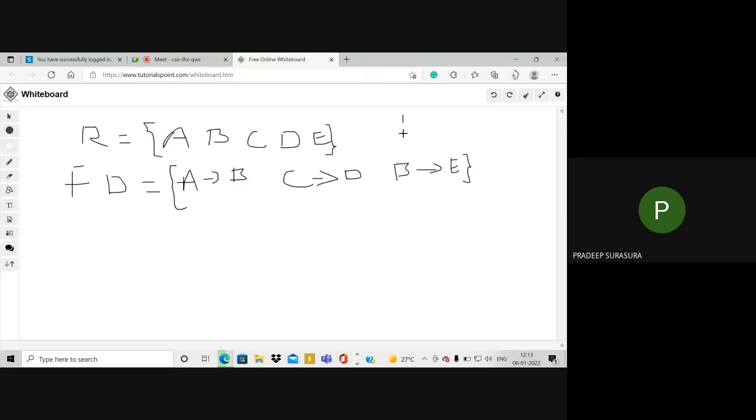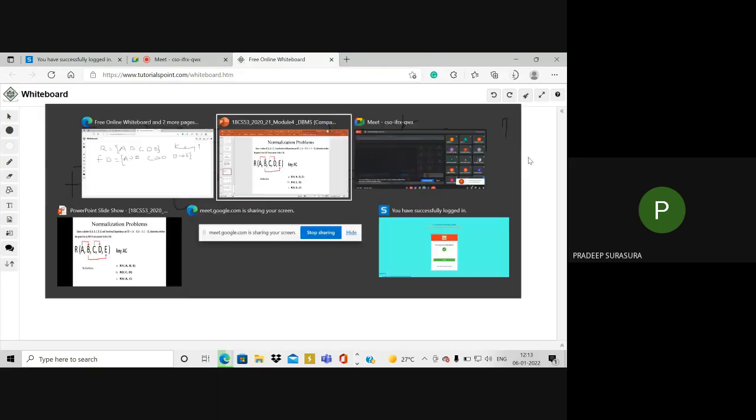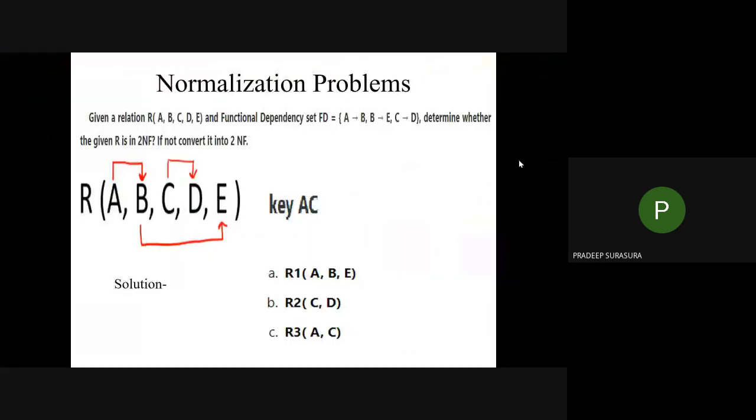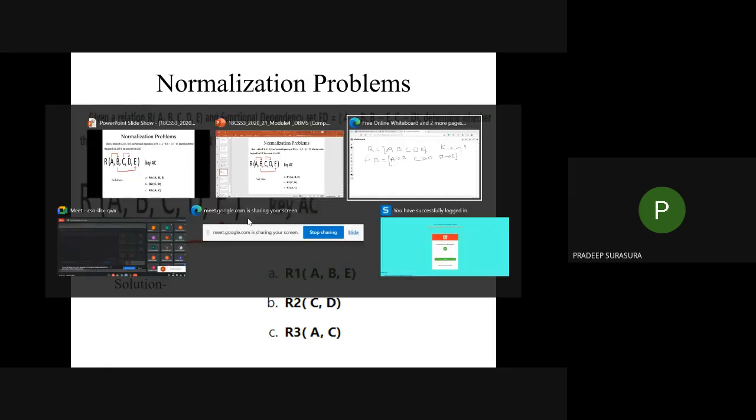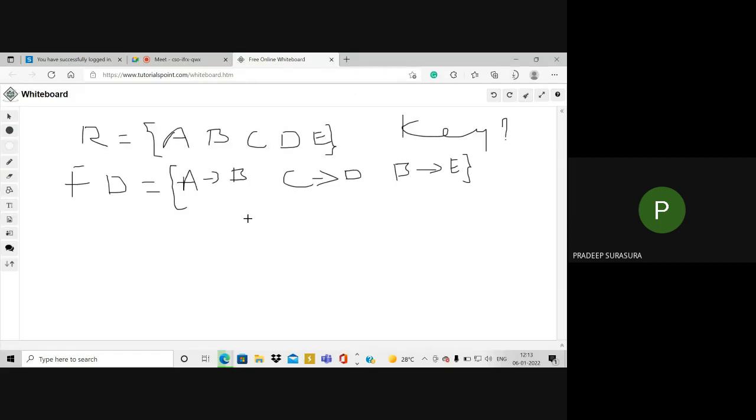So my key will be, first, reduce the key. So what is the question here? Try to understand. The question is, given a relation R is equal to ABCDE and the functional dependencies, determine whether R is in 2NF. If not, convert it to 2NF. This is a very simple problem. I'm starting with a very simple problem because you need to understand how to solve the problem. As we don't see any multi-valued attributes, obviously this will be in 1NF. So try to figure out how this can be solved with respect to 2NF.